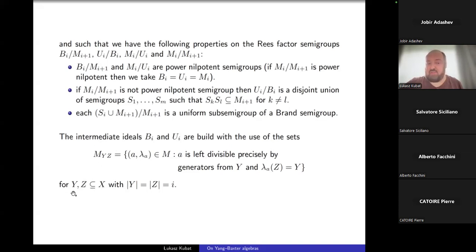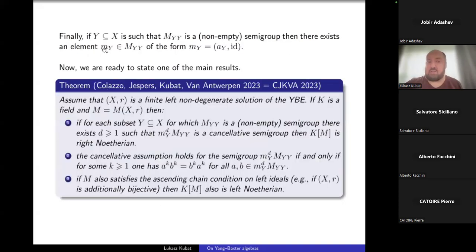So since X is finite, we have finitely many sets Y and Z with size i. So we also have finitely many corresponding sets M_YZ. So having such a set, say fix Y of cardinality i, and if such M_YY is a non-empty semigroup, then there exists some special element in this semigroup which controls the behavior of these elements, and such semigroups control the property of one-sided Noetherianity.